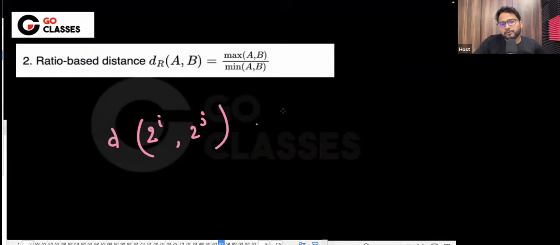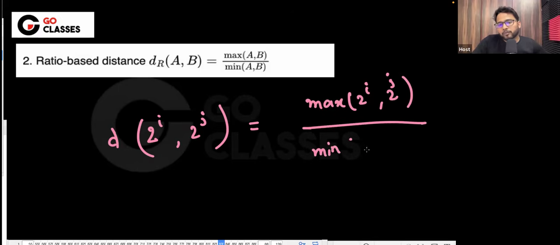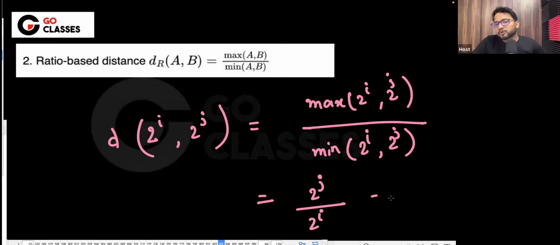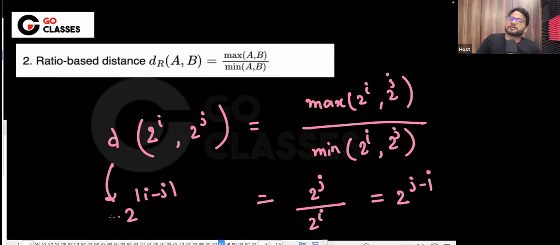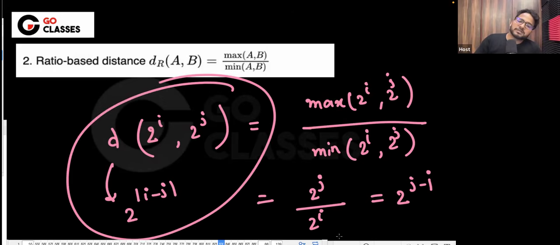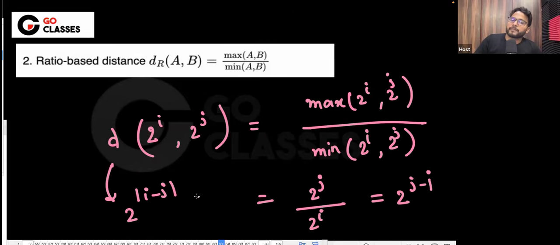The distance between these two will be the maximum of 2 power i, comma 2 power j, divided by the minimum of 2 power i, comma 2 power j. So let's suppose 2 power j is the maximum, and the other is the minimum. It will be 2 power j minus i. If i is the maximum, then it will be i minus j. So ultimately this distance comes out to be 2 power i minus j or j minus i. So this ratio based distance is nothing but 2 power mod of i minus j.